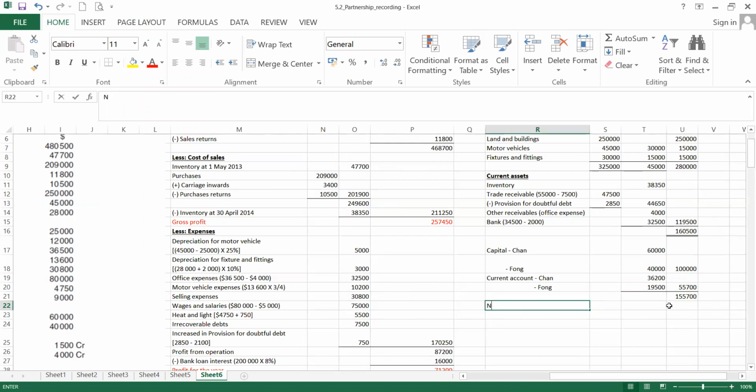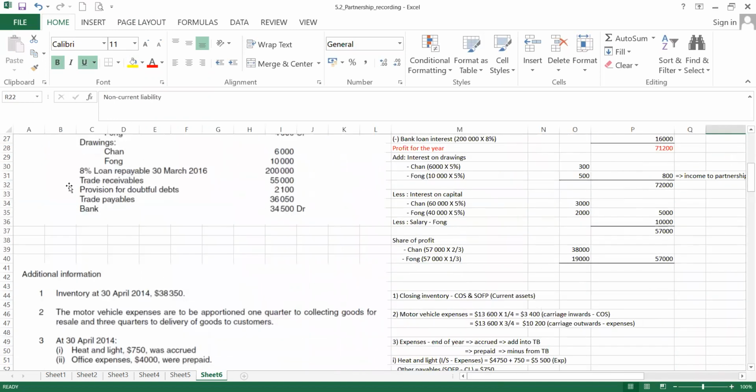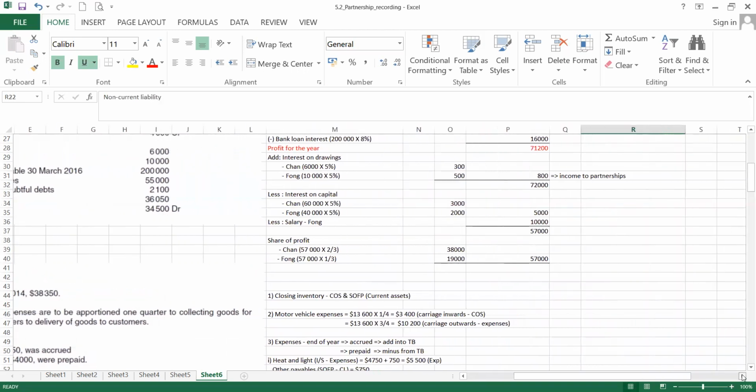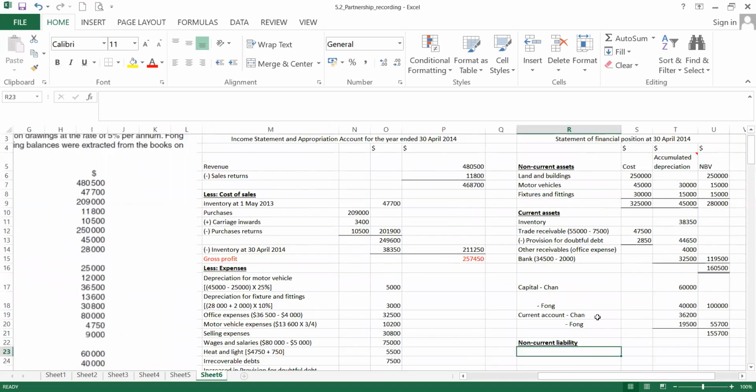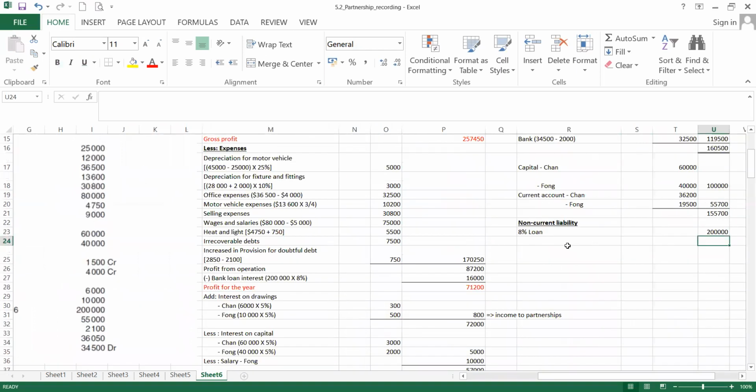Now next is non-current liability. This question has a non-current liability, which is the loan. Here, the 8% loan repayable, this is more than 1 year, so this is a non-current liability. So you can put in 8% loan, 200,000. Because it's only one item, straight away put into the last column.